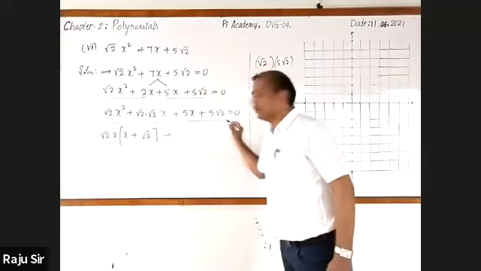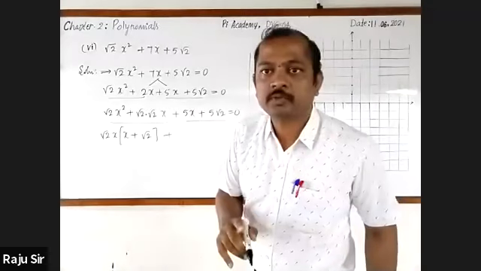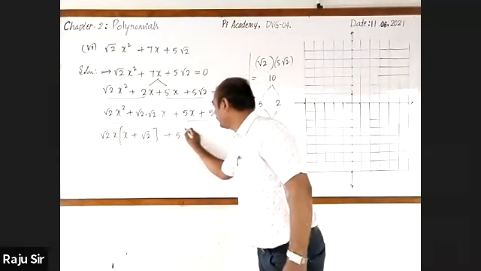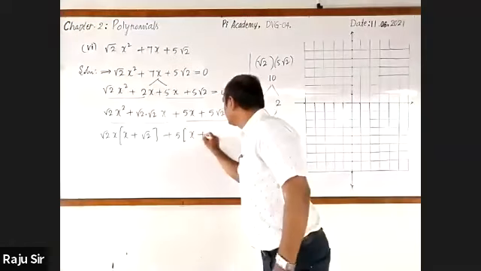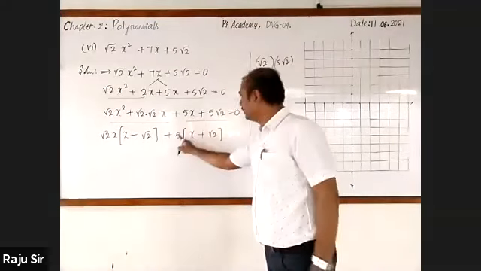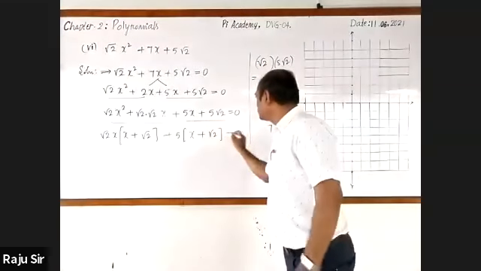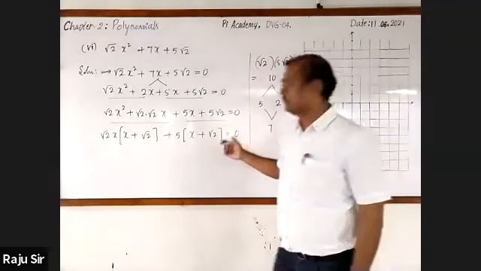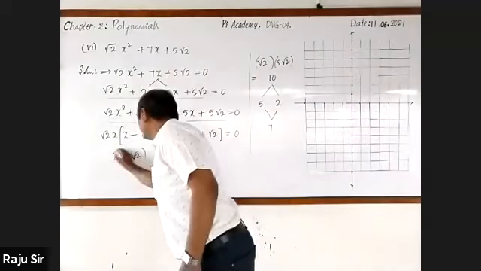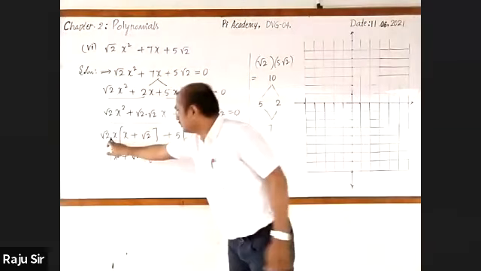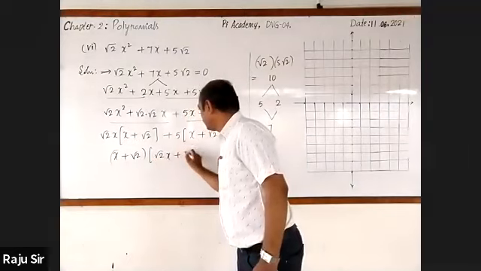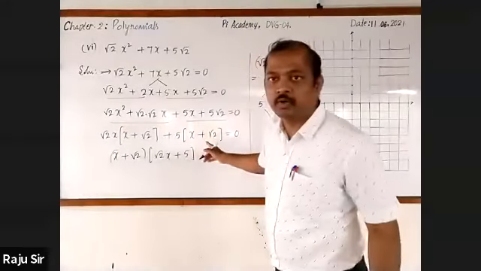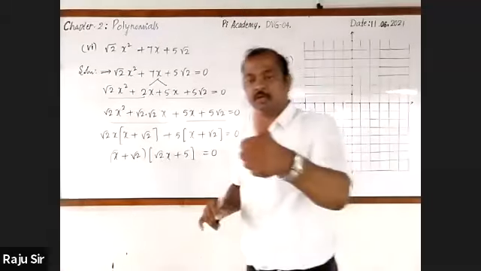Next, in the second group, we have 5 as common factor. When you take out 5 as common factor, you will get x plus root 2. See, 5 into x is 5x, 5 into root 2 is 5 root 2. This is equal to 0. Now, in the whole statement, x plus root 2 is a common factor. Then let us write x plus root 2, and the remaining terms are root 2 into x plus 5. This is equal to 0. Now, equate each term to 0. Ananya P, are you understanding?